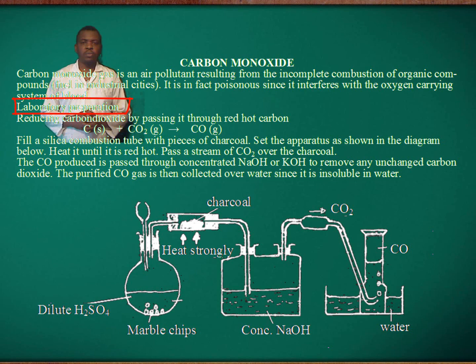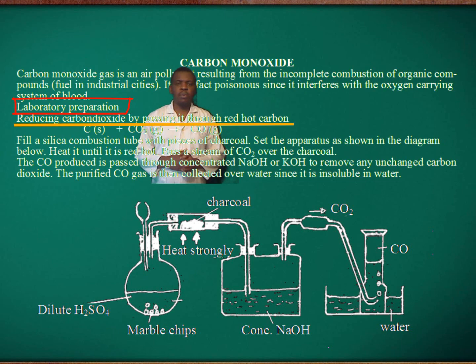Laboratory preparation. Reducing carbon dioxide by passing it through red-hot carbon. Fill a silica combustion tube with pieces of charcoal. Set the apparatus as shown in the diagram below. Heat it until it is red hot. Pass a stream of carbon dioxide over the charcoal.